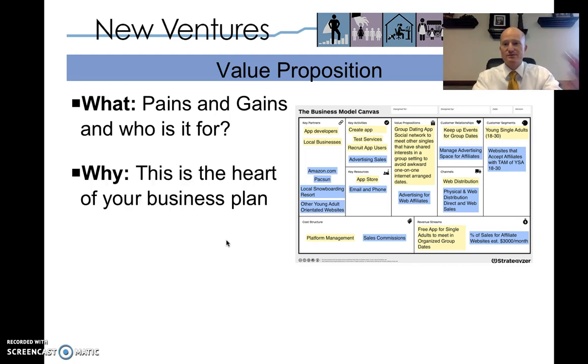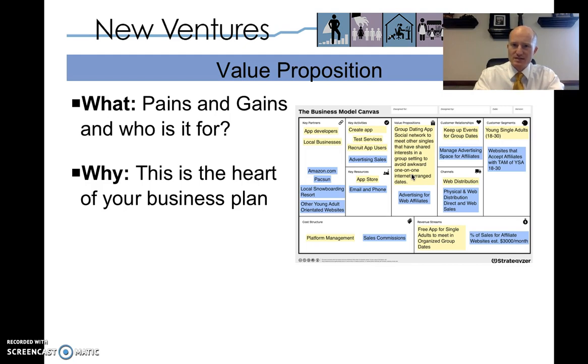Why? As I mentioned before, it's the heart of the business plan. Notice on the business model canvas where it's placed. In the middle. That's exactly why it's placed in the middle, because it's the heart, it's the centerpiece. Okay? That's why we're having you work on this very, very first.